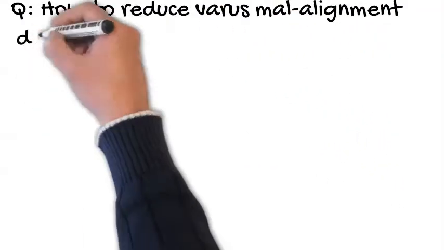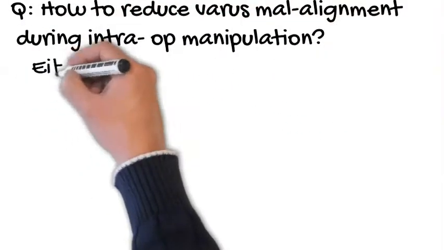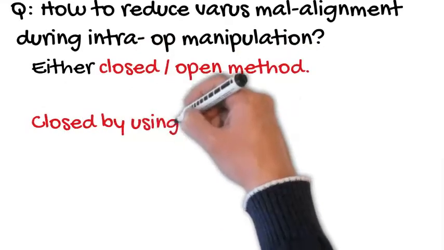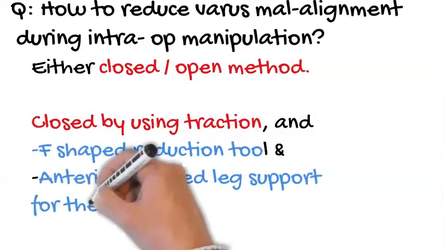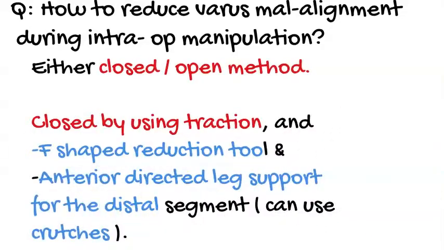Question. How to reduce varus malalignment during intraoperative manipulation? We can use either closed or open method. For closed method, we can use a traction table intraoperatively. Under supine position, after clean and drape, we can use an F-shaped reduction tool, an anterior directed leg support for the distal segment. We can use crutches.